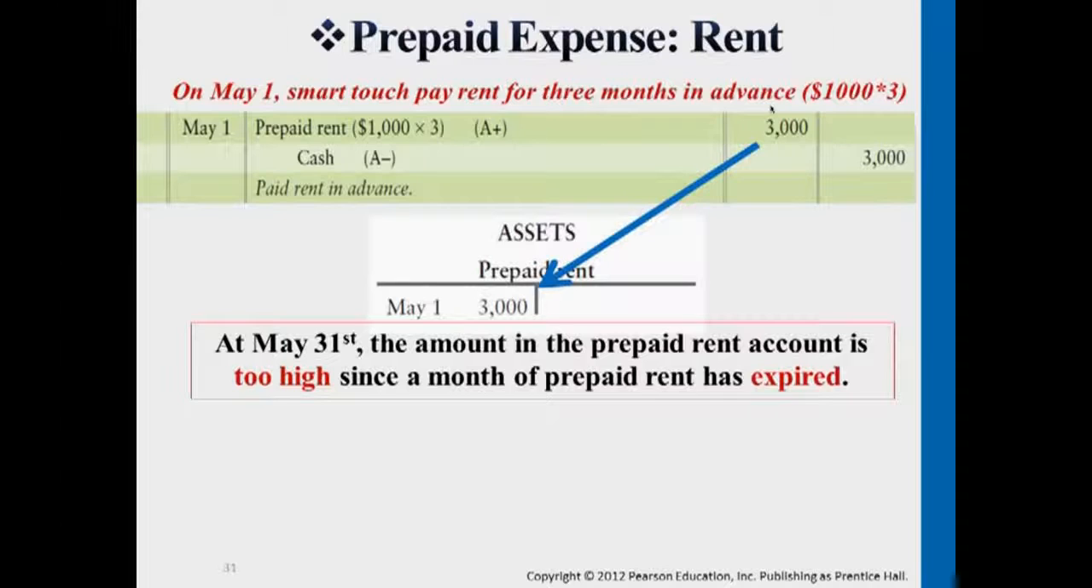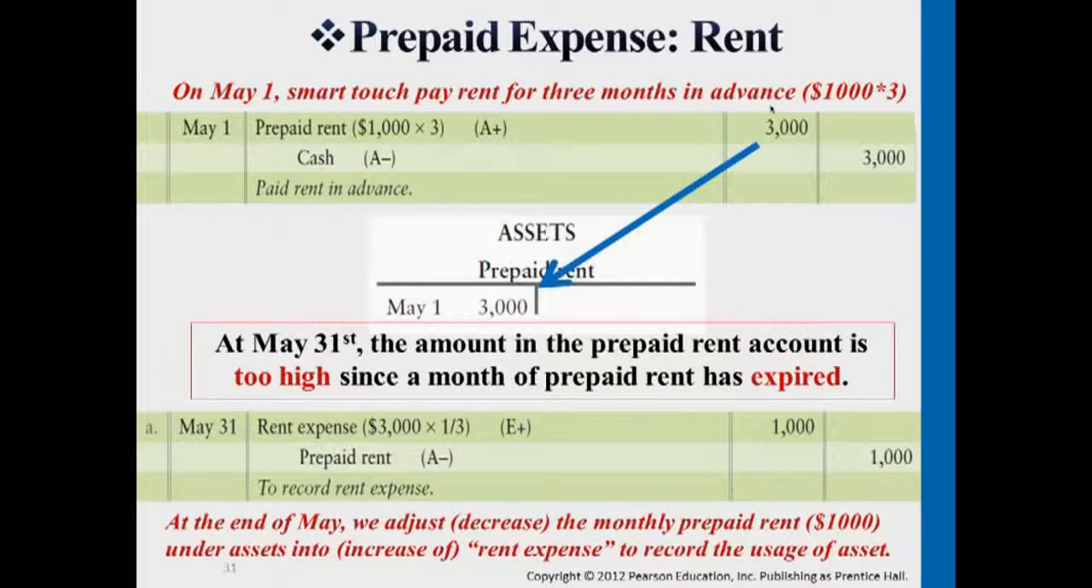So meaning each and every month the rent expense is $1,000. So this is May 1st when we actually make the payment in advance, prepaid rent. So prepaid rent is an asset category, that's why we debit it. Cash we're using up, so we credit cash.